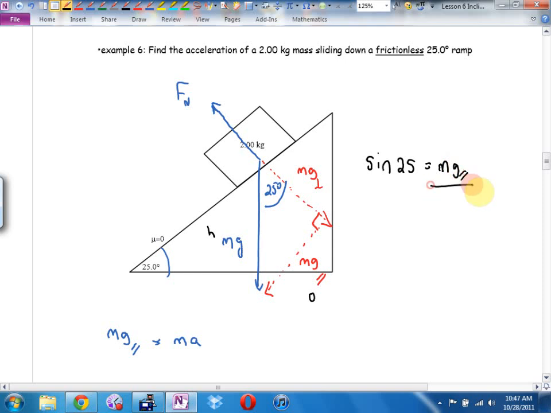Can you get the MG parallel by itself? What's the mathematical expression for MG parallel? What would I do with this down here? Yeah, turns out MG sine 25 equals MG parallel. And I usually do this off in the margin. Actually, that's a fib. Eventually, you'll memorize some of these or reach the point where you can do these in your head. But until I get good, I usually do the little trig SOHCAHTOA off in the margin. And here's the key. Instead of MG parallel, you know what I'm going to write?